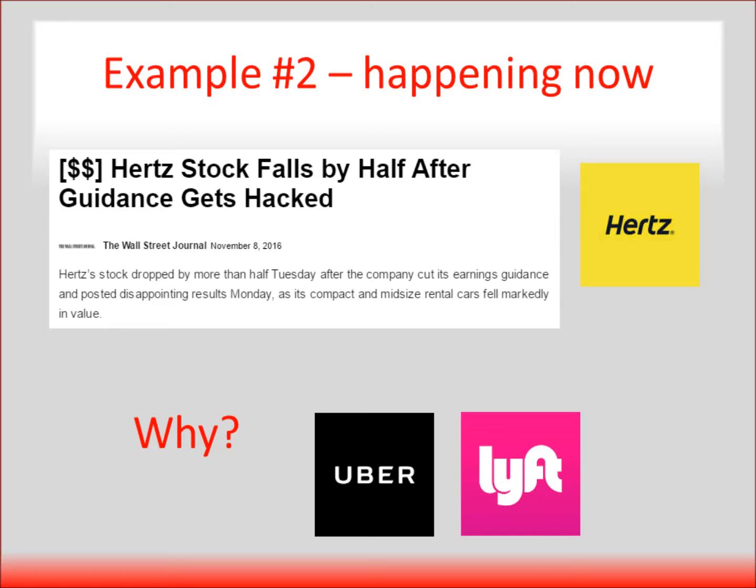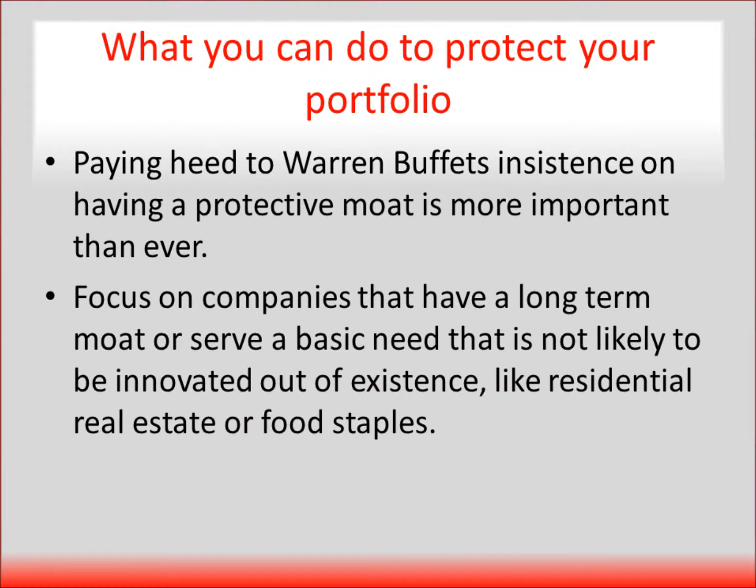This is exactly the kind of thing that might be considered a black swan event that seems to come as a surprise when the stock drops in half in one day, but shouldn't be, because this is something we know is happening if you pay attention to the startup scene. So what can you do to protect your portfolio? Well, pay heed to Warren Buffett's insistence on having a protective moat. That is more important than ever. It's hard to evaluate the moat sometimes, but it's something you should think about.